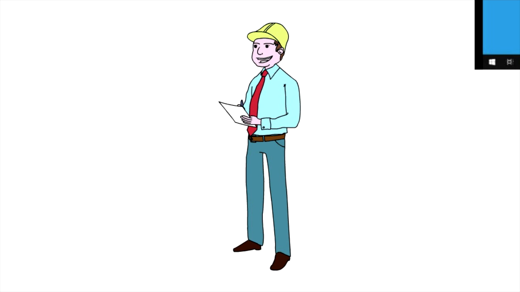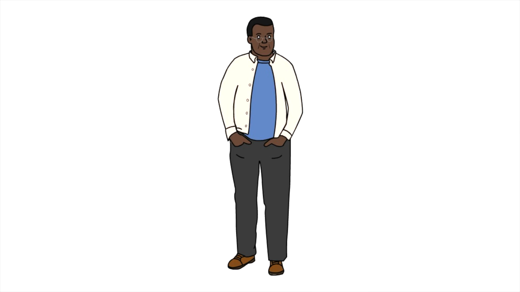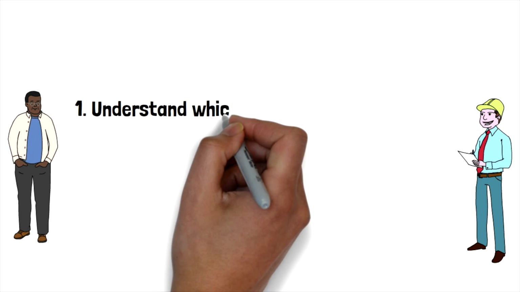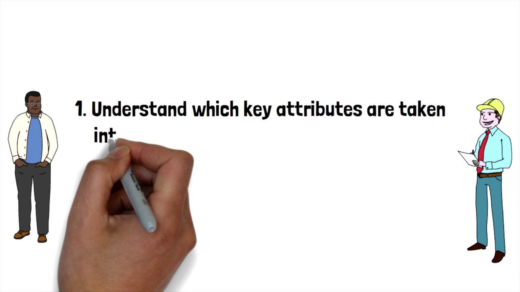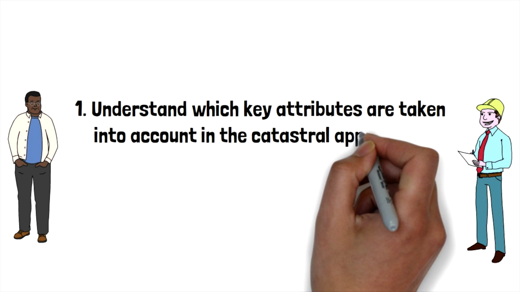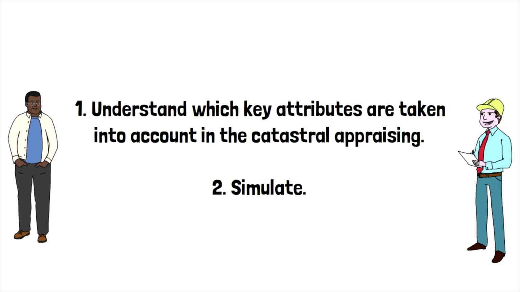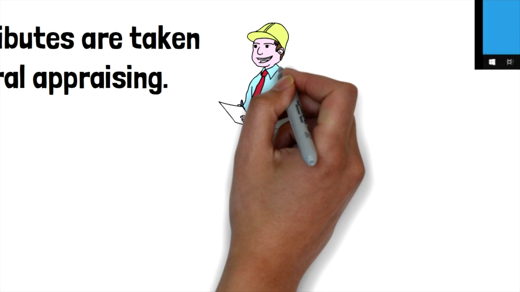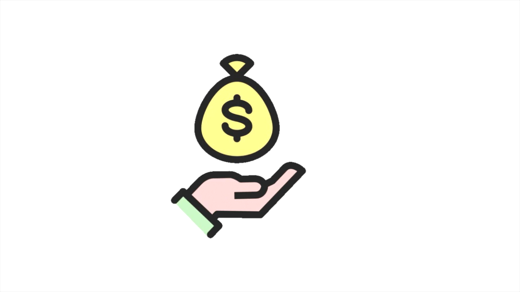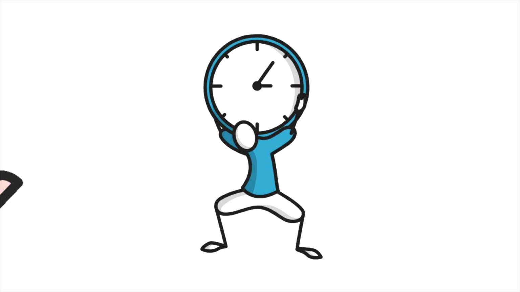Our proposed tool creates an ecosystem in which these main actors can do the following. First, understand which key attributes are taken into account in the catastral appraising. And second, simulate, based on historical data, what the final sale value could be for a specific property based on these characteristics. For Carlos, the cadastral inspector, and the cadastral unit, this implies a huge saving in resources such as time, money, and people.